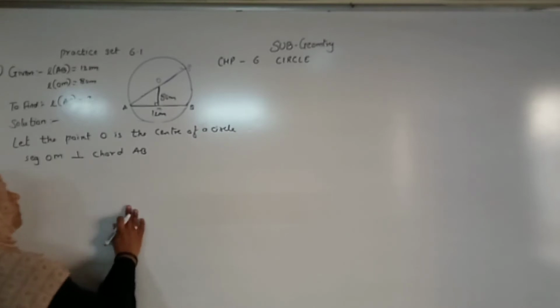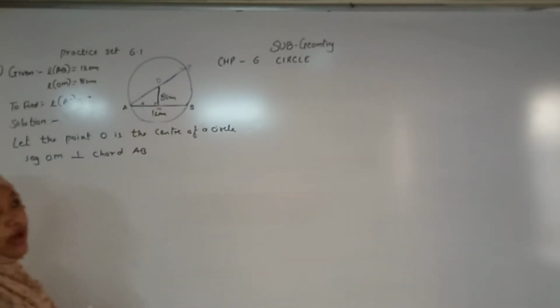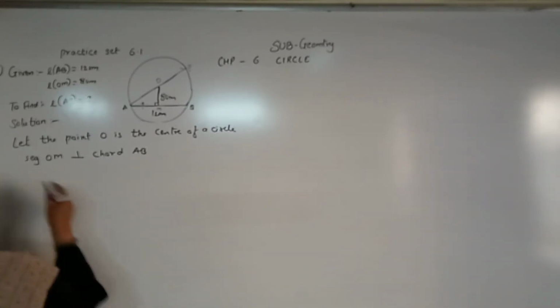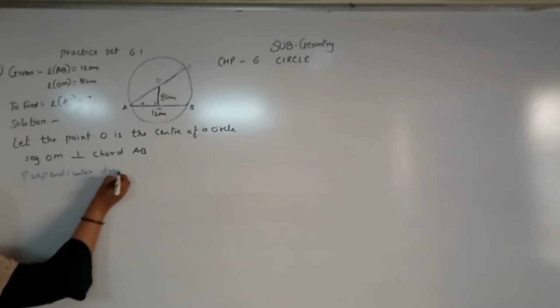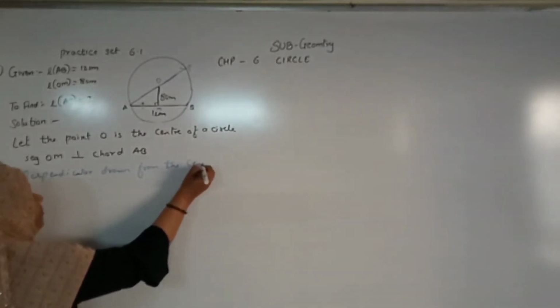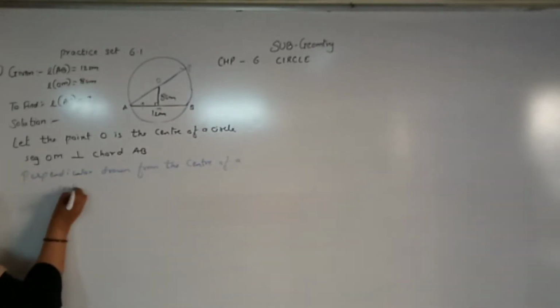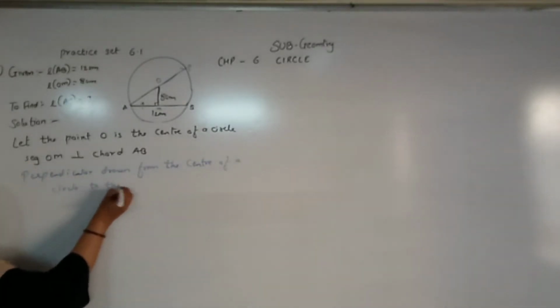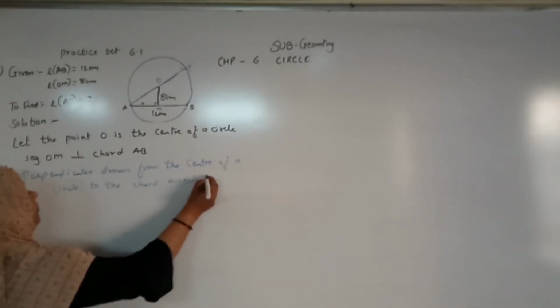Now next, students, we are going to use the property, and first I am going to find the length of AM. How are we going to write here? See, we are going to use the property. Which property or theorem? The perpendicular drawn from the center of a circle to the chord bisects the chord.